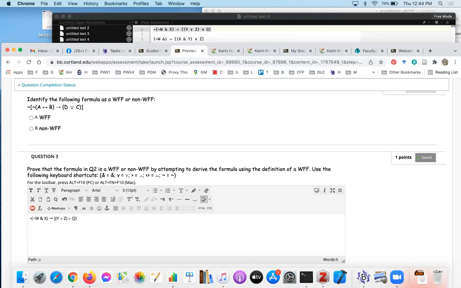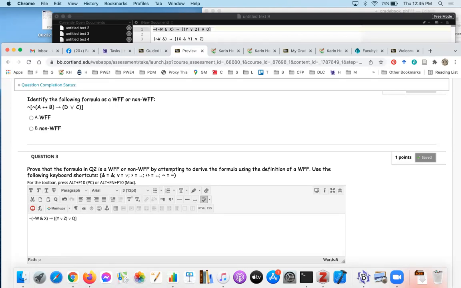You could build, let's say for this formula, W, and then X, and then not W, and then you could put those two together, not W ampersand X, right? And then you could negate it, and then move on to the second half of the formula, what comes after the arrow, and build that up piece by piece. You can do it however you want, as long as you build the pieces you need before you build something bigger.